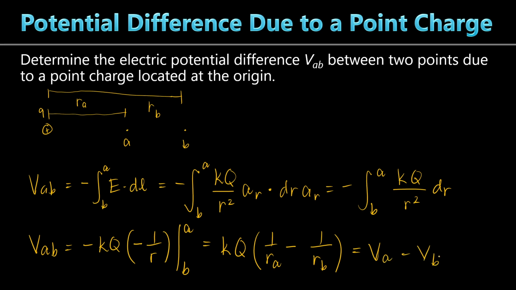So kung inyong mapapansin, dito sa na-derive nating formula, pwede na tayong mag-deduce na ito palang VA ay equal dun sa KQ over R at point A. 'Di ba? At yun namang VB ay equal dun sa KQ over R at point B. Yes. Bakit? 'Di ba pinag-minus lang natin 'to. So yung KQ over RA, yun yung VA. Tapos yung KQ over RB, yun yung VB.